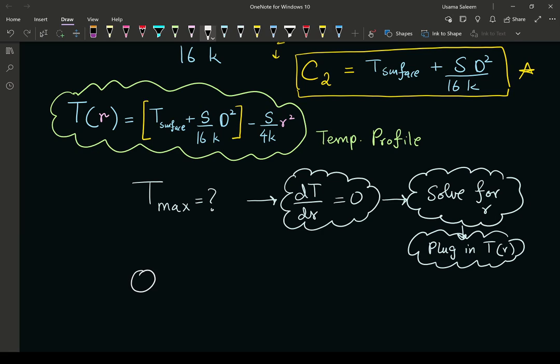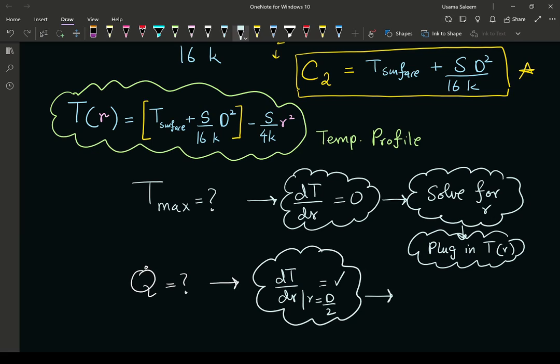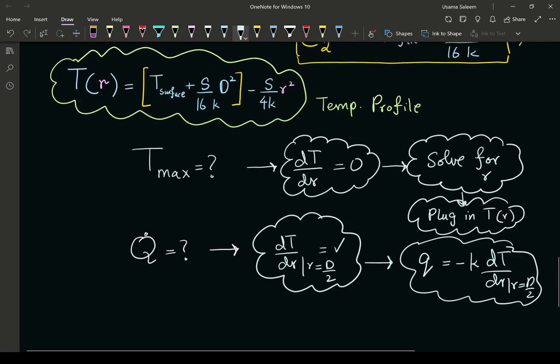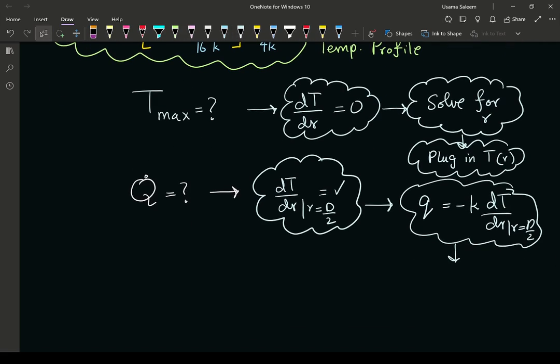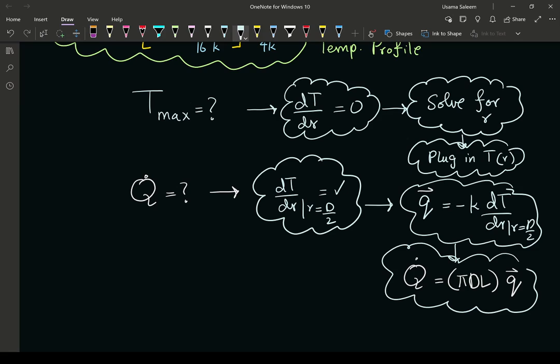And the next thing, the overall rate of heat transfer. The way I would do it is I would evaluate dT/dr at r equals D over 2. Once I've evaluated that, use Fourier's law. The flux is equal to negative conductivity times dT/dr. You get the flux, and then Q, the rate of heat transfer, is just going to be the area, which is pi D L, the curved surface area of our wire, times the flux. Flux is a vector quantity, and I want to emphasize that.